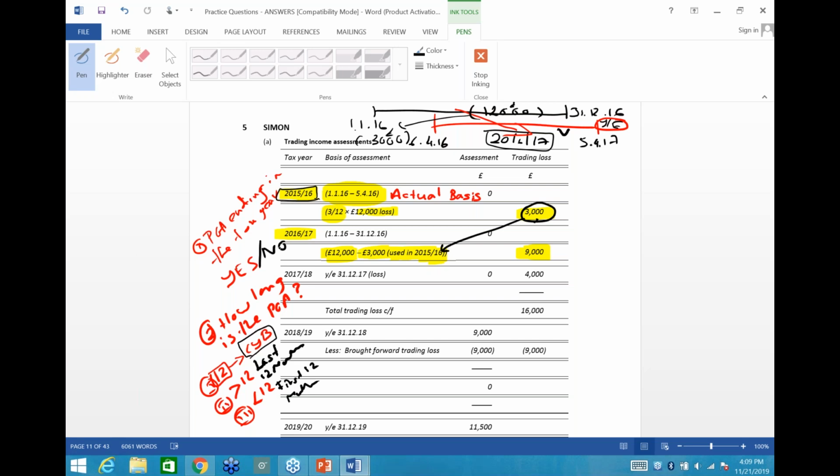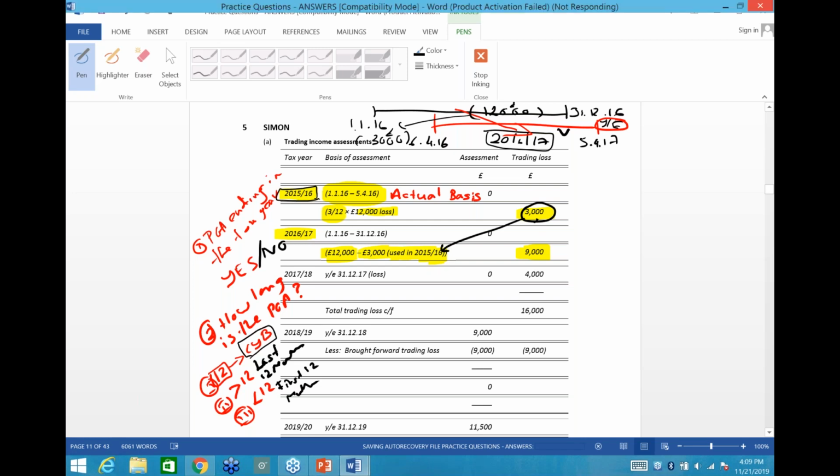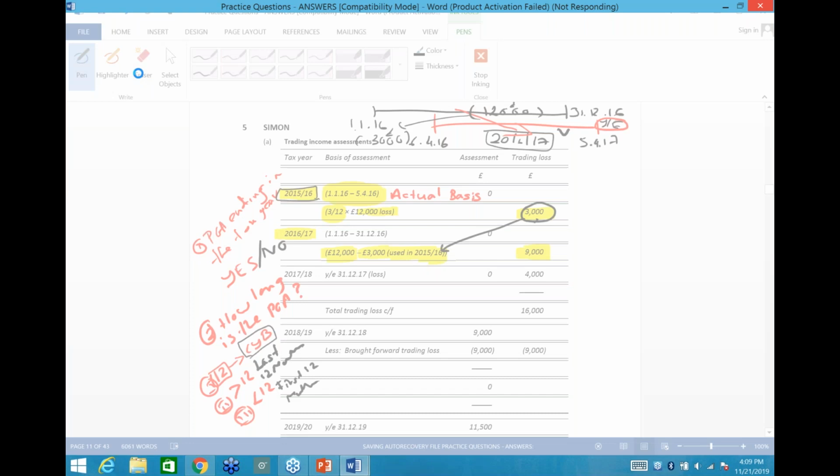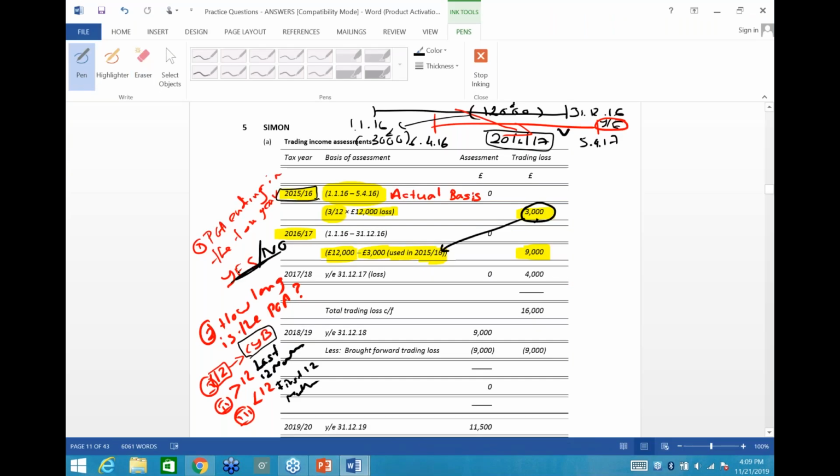So here I have applied the opening year rules and accordingly the trading loss of 12,000 is now split into two separate tax years, 3,000 to the first tax year and 9,000 to the balance tax year. Okay. Let me erase this part.